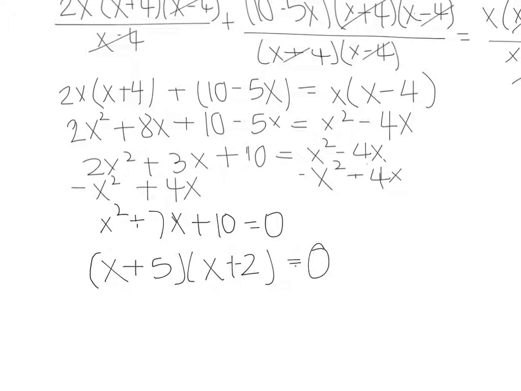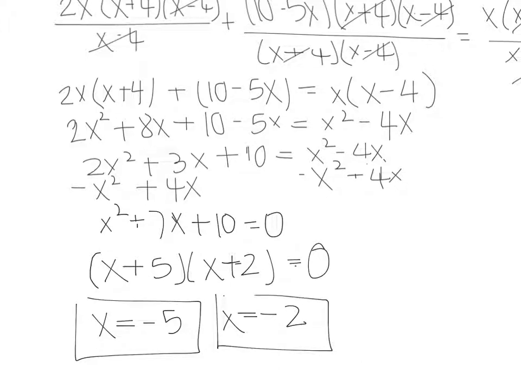Solve for when both sets of parentheses are equal to 0. We get x equals negative 5, and we get x equals negative 2. Now, in this case, neither negative 5 or negative 2 are going to make our denominator 0, so they are both solutions. So you can have multiple solutions to a rational equation.